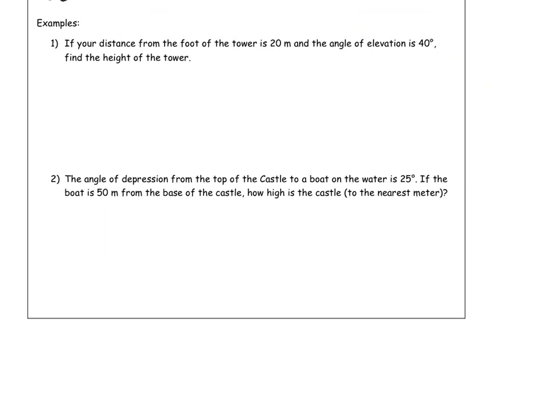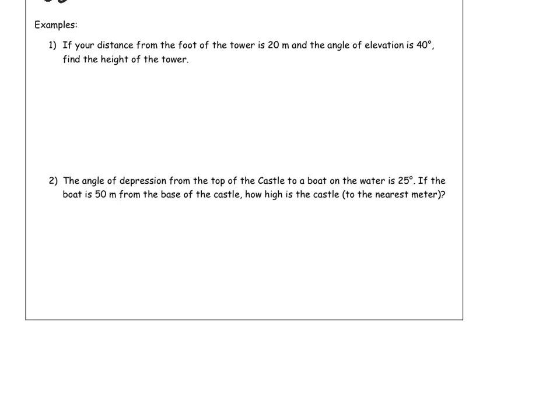So let's look at a couple of examples. If your distance from the foot of a tower is 20 meters and the angle is 40 degrees, find the height of the tower. Now, there's no tricks here. You're always going to get a right angle. So if we have something tall, we're going to call that a tower, and I'm going to be standing over here. We create a right angled triangle. This is the tower. We want to figure out the height of the tower, I'll call it T. My distance from the tower is 20 meters away, and it says the angle of elevation is 40. So from the bottom looking up, it is 40 degrees.